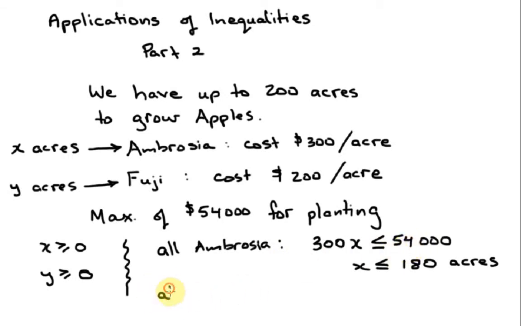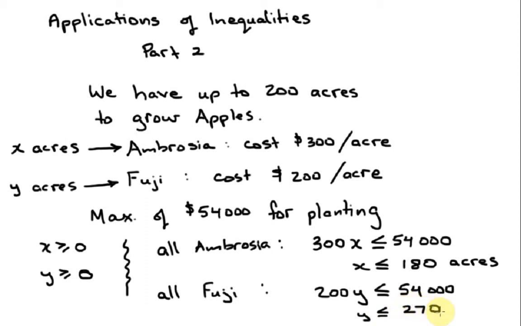If I went with all Fujis, on the other hand, that would mean I have X to be 0. And that means that I would just have $200 times however many acres of Fujis, and that's got to be less than or equal to 54,000. So if I divide the 200 into the other side, I see here that my upper end of the acres would be 270. Well, I only have 200 acres to plant, so I could never go over 200 anyway. So what this tells us is we have a little bit more restrictions.